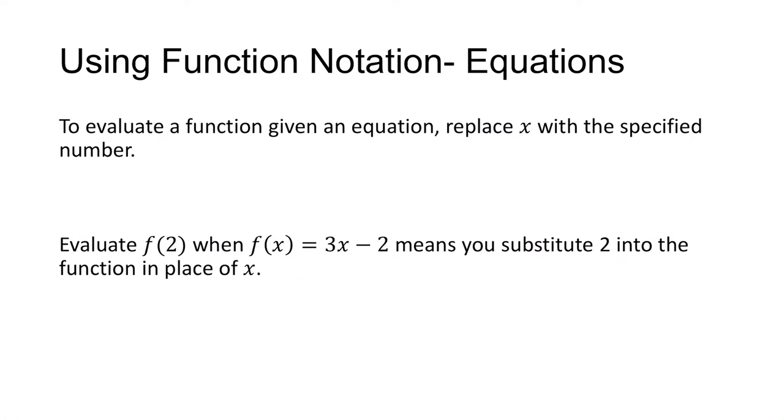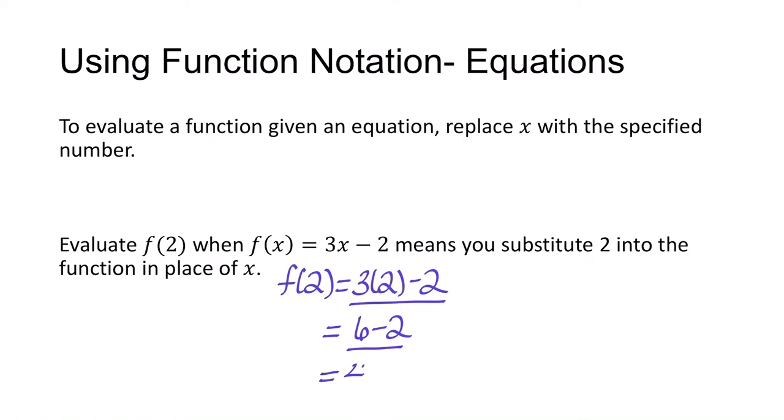So we can also use function notation with equations. To evaluate a function given an equation, we're going to replace x with a specified number. So if we're evaluating f of 2 when f of x equals 3x minus 2, that means you're going to substitute 2 into the function in place of x. So we would do this by saying f of 2 equals 3 times 2 minus 2. So now we just have to simplify this expression. So we have 3 times 2, which is 6, and then minus 2. Then we have 6 minus 2, which equals 4. So we have f of 2 equals 4.